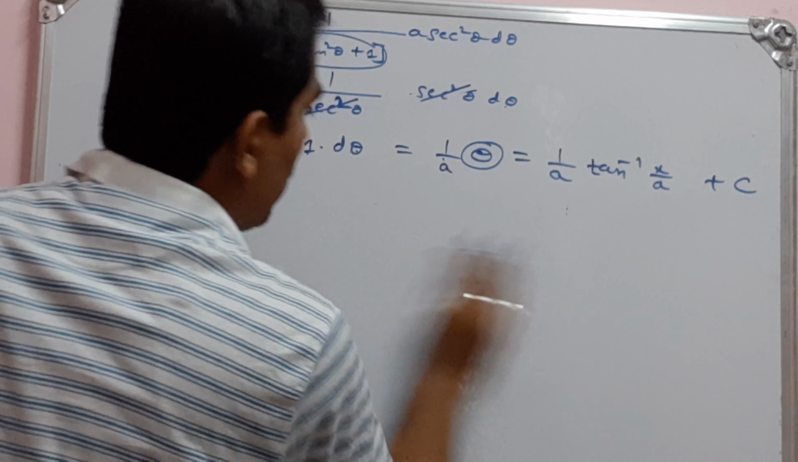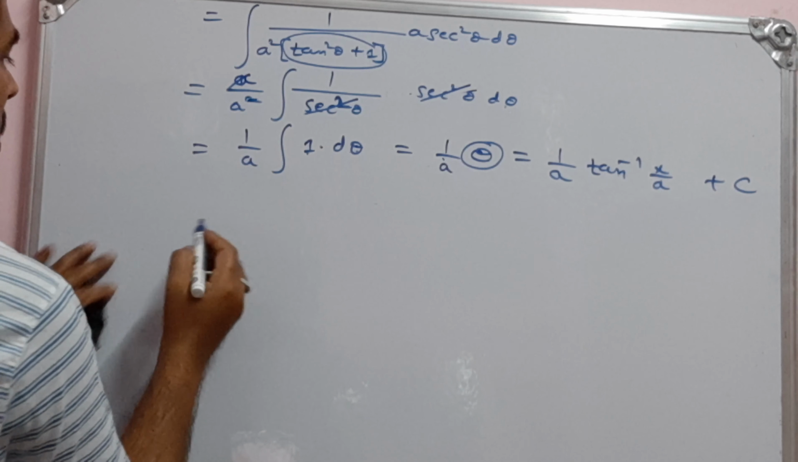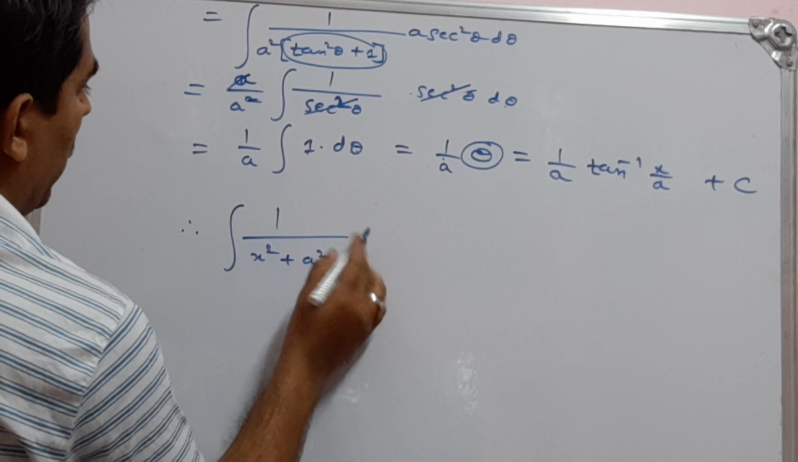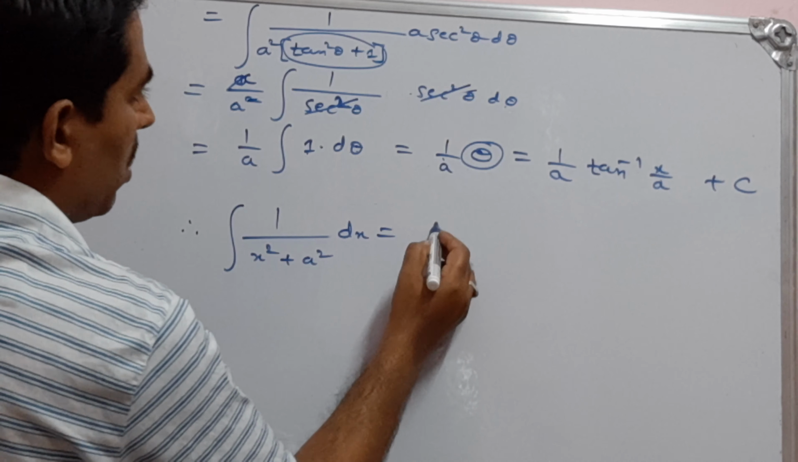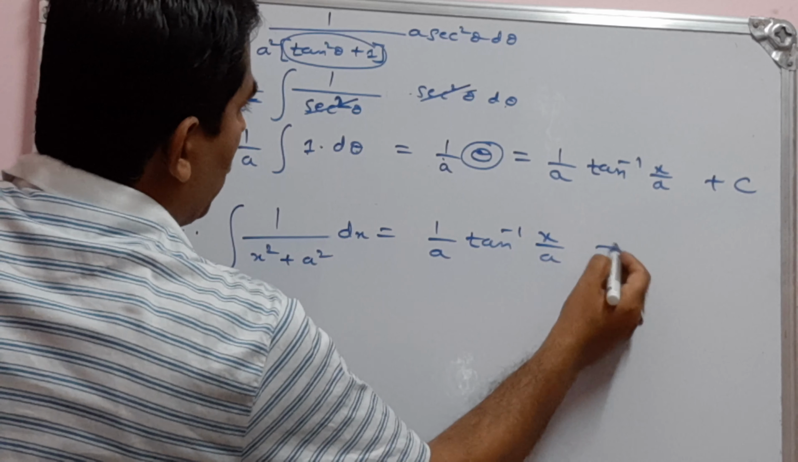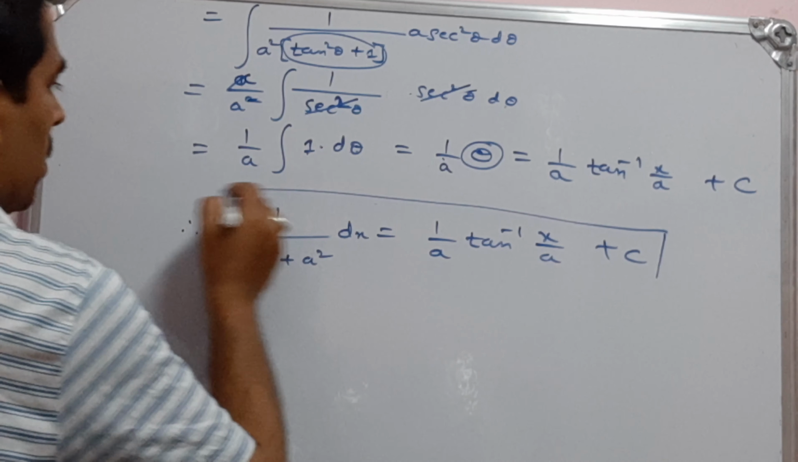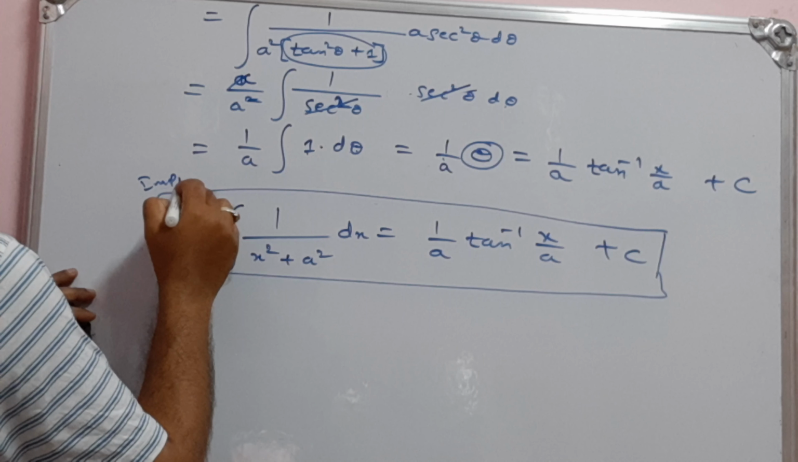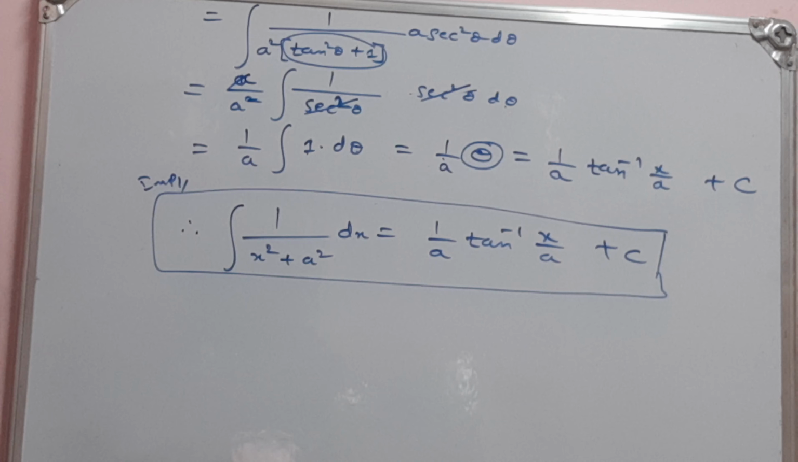So our result is, therefore integration of 1 by x square plus a square is 1 by a into tan inverse of x by a plus constant of integration. This is another important standard result, our third result.